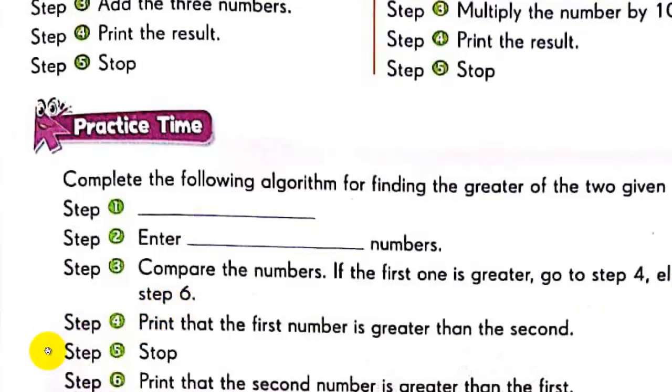Where is step number 6 here? Step number 6 is: print that the second number is greater than the first.